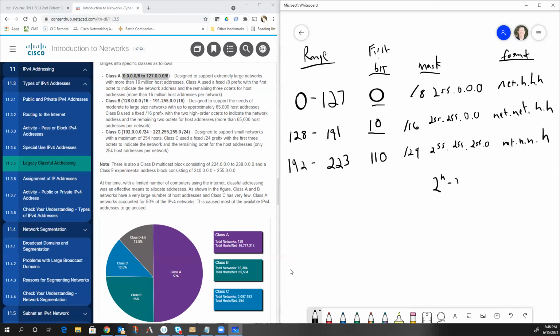2 to the H minus 2 equals the number of usable hosts. And we've got 2 to the 8, 256, minus 2 is 254 usable hosts. Now, for the longest time, we used these classes of addresses, and every time we would put networks together, or subnet, say we had a router here connected directly to a router here, and that connected to switches here and a switch here. Every network would have the same mask.